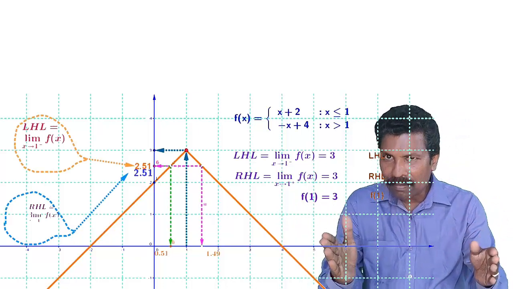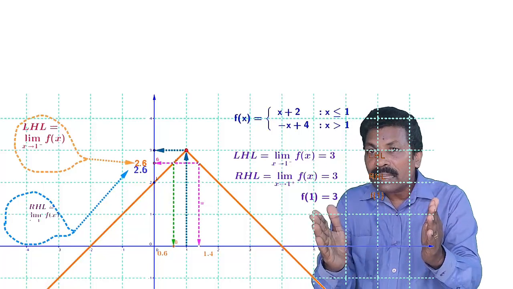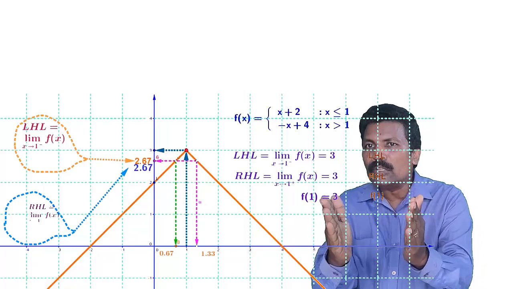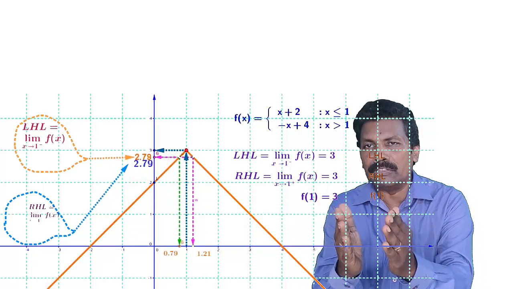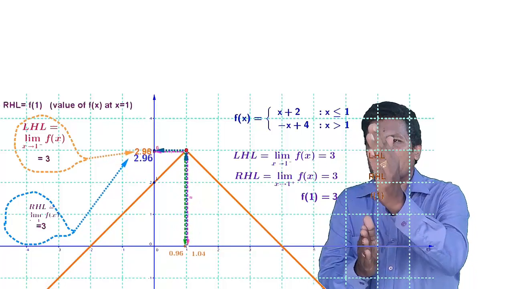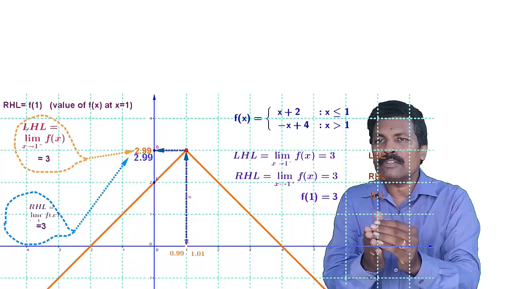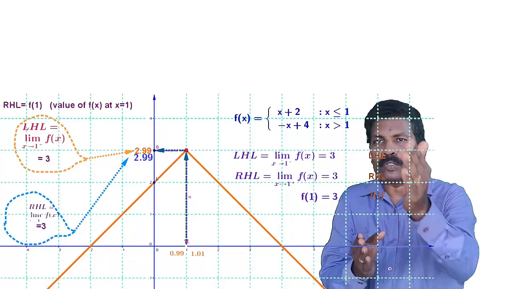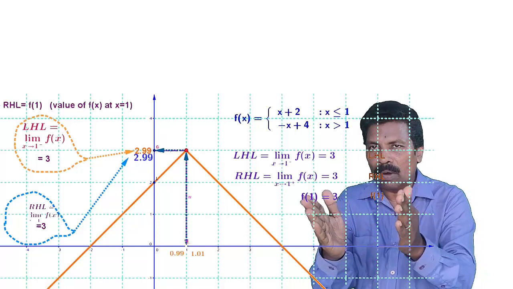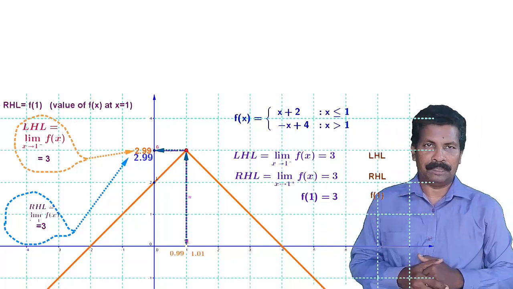Left hand limit is there, right hand limit is there, and the functional value is also there. We can see that all the values are becoming coincident. So that is, left hand limit is equal to 3, right hand limit is equal to 3, and f(1) is also equal to 3. All the values are coincident. That is the third case.